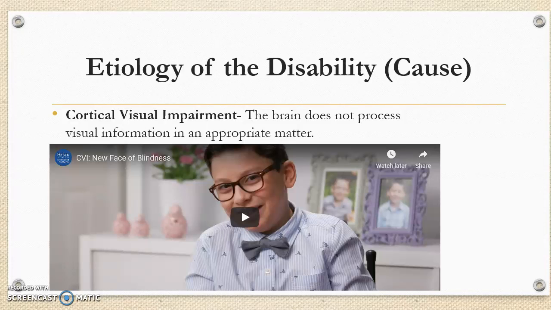CVI can be caused when a person does not get enough oxygen to their brains. It can also be caused by head injury, seizures, or infection. More and more children are being diagnosed with CVI each year, which is due to the advanced ability to diagnose. Now we are going to watch a video about a boy named Omer who has CVI.